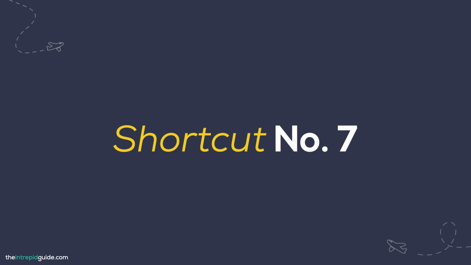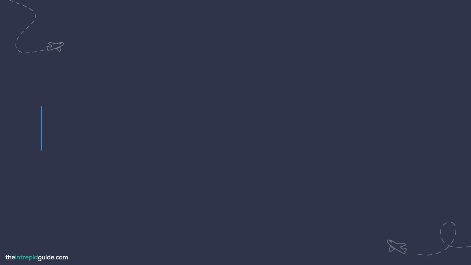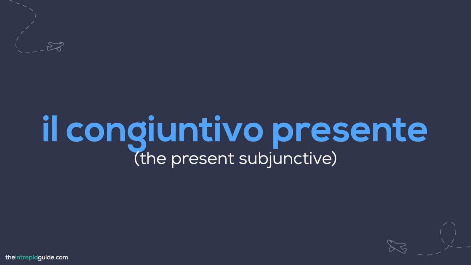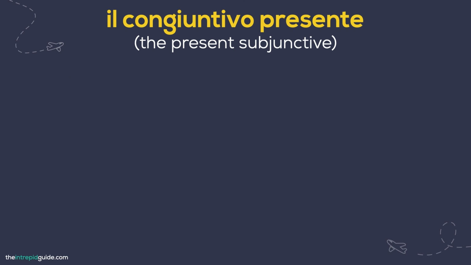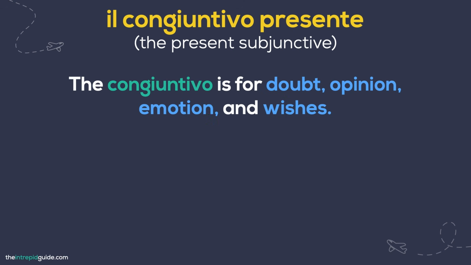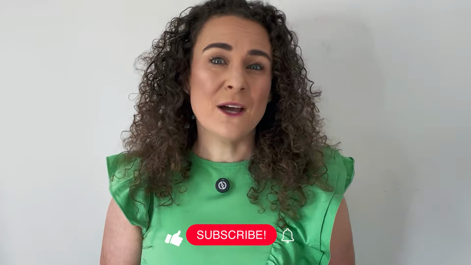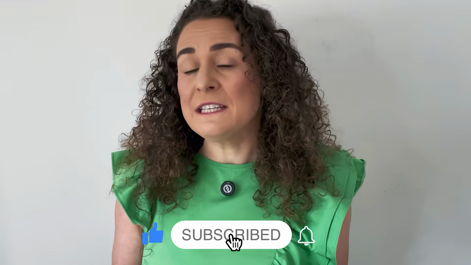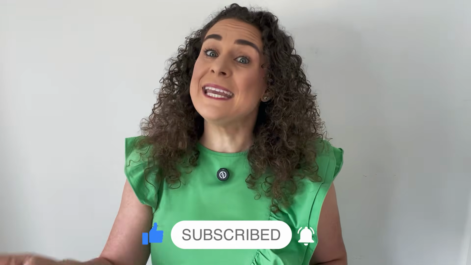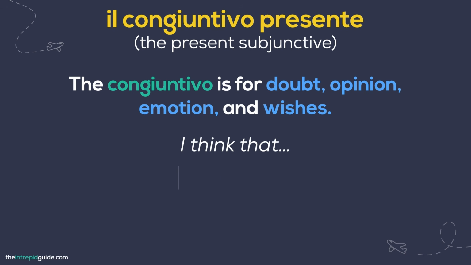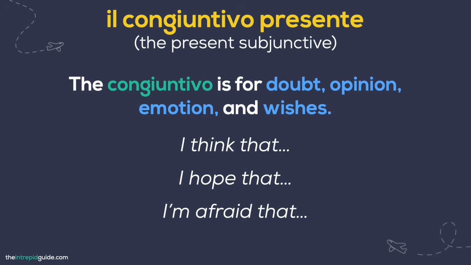Now let's move on to the next pattern shortcut, which will feel familiar because it borrows from the shortcuts that we've already seen. Gotta love that. Now this shortcut forms the congiuntivo, that scary subjunctive. This is what we use in Italian to express doubt, opinion, emotion, and wishes. Anything uncertain or subjective to us and not factual. Now, English barely uses this, which is why it can feel a bit intimidating at first. But in Italian, it follows everyday phrases like, I think that, or I hope that, and I'm afraid that.